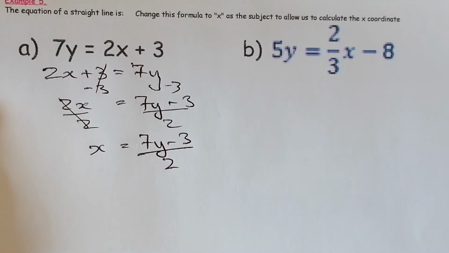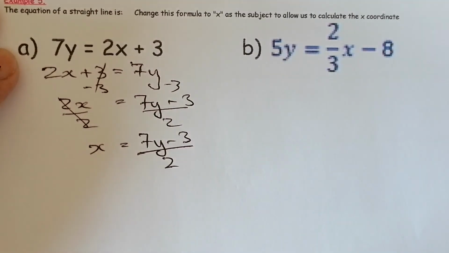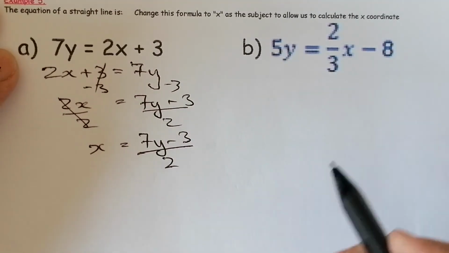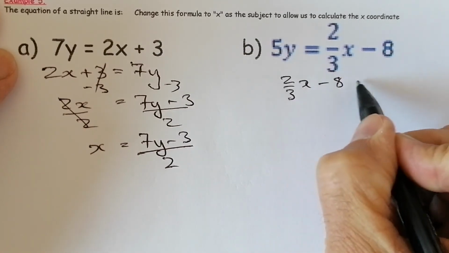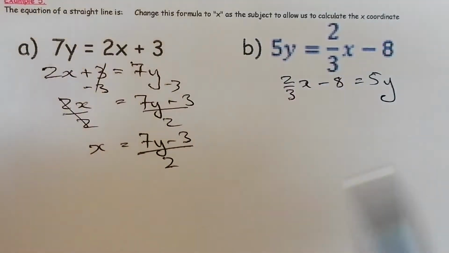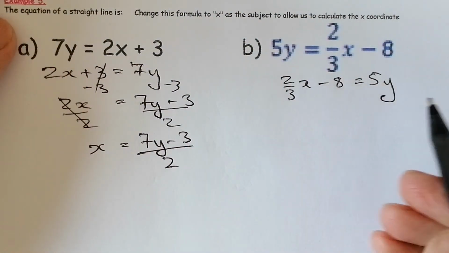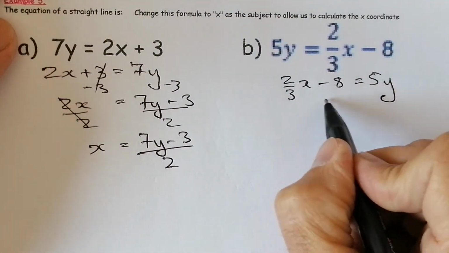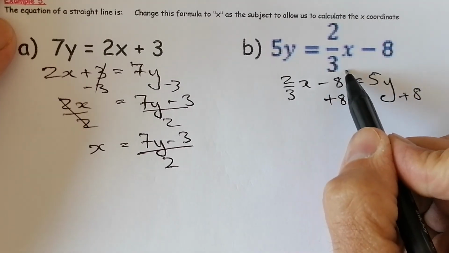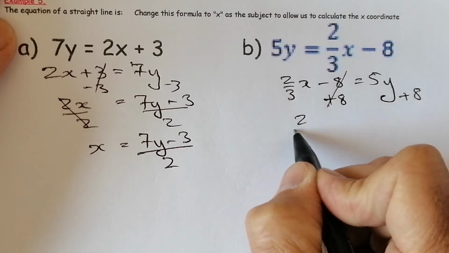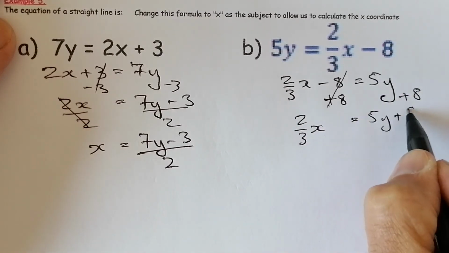Finally, I've got one that's a bit more complicated. I've got a fraction and I've got 5y on the left-hand side. So let's work this one out. I'm going to go for 2/3 x minus 8 equals 5y. Remember, I'm just writing it round so that I've got the x on the left-hand side, okay? Right, I'm going to get rid of the minus 8, so we'll add 8 onto each side. So that gives me 2/3 x is equal to 5y plus 8.